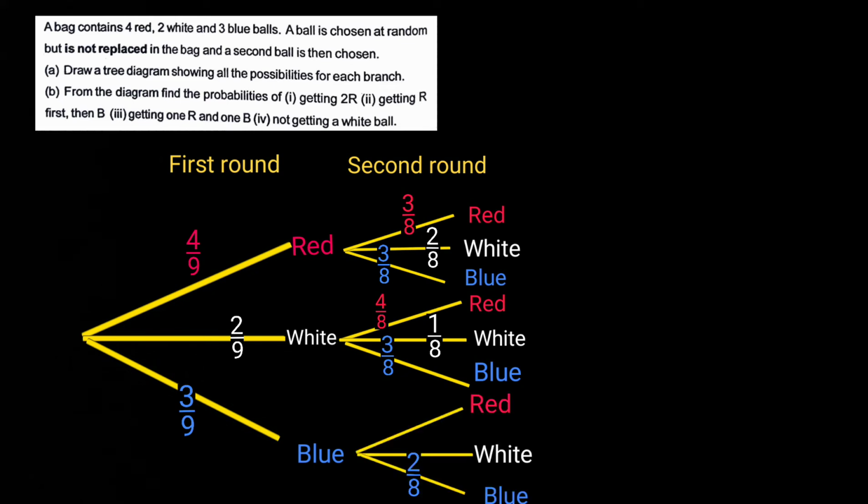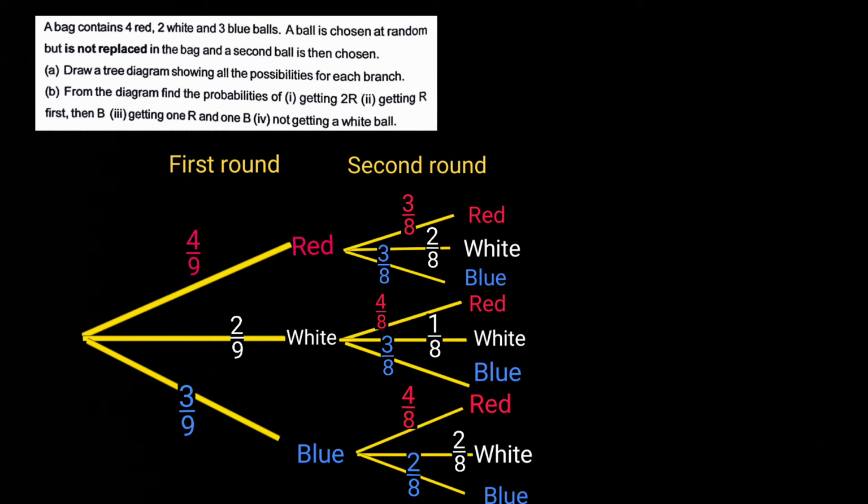Finally, for the third branch where a blue ball was chosen, there will now only be 2 blue balls left since a blue ball was removed from the first round. The probability of getting a blue ball in the second round would be 2 by 8. Because no red or white ball was chosen in this scenario, their numbers will remain the same and will receive the same numerator as in the first round, the only difference being that there are only 8 balls left.